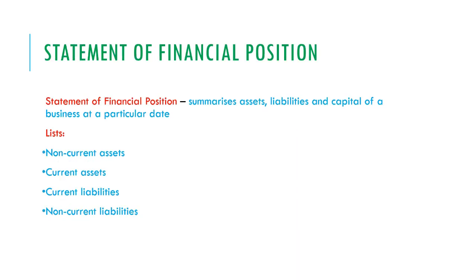The statement of financial position, on the other hand, will summarise the assets, liabilities, and capital that the business has at a particular date. It will list your non-current assets, your current assets, current liabilities, and non-current liabilities. If you don't know what these things are, go watch our account definitions video.